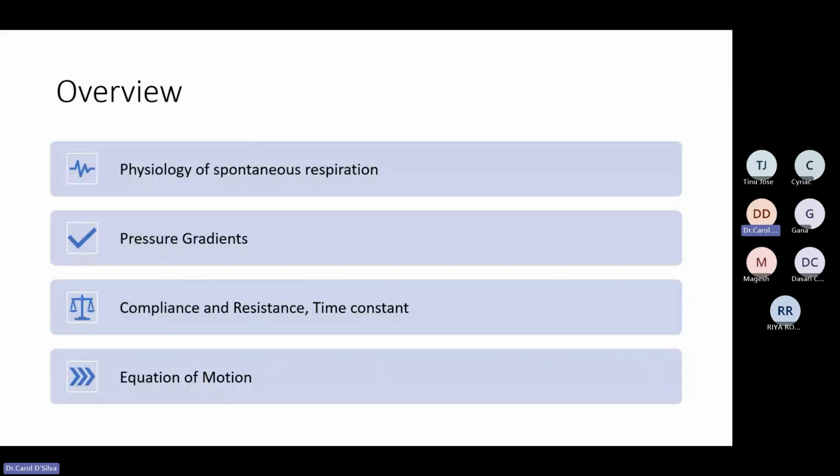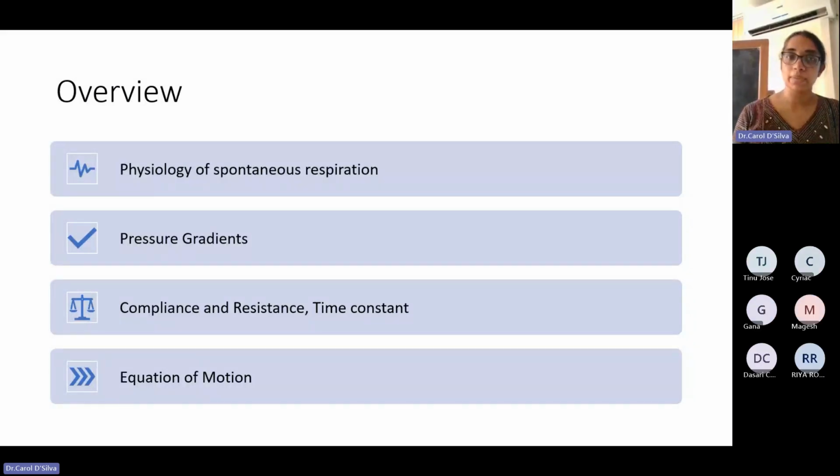Basically, we will learn a little bit about what happens in normal ventilation. So normal respiration: when a normal person is breathing, what is the actual physiology that goes on there? There are a lot of pressure gradients. That's one of the key things, or one of the main concepts in mechanical ventilation.